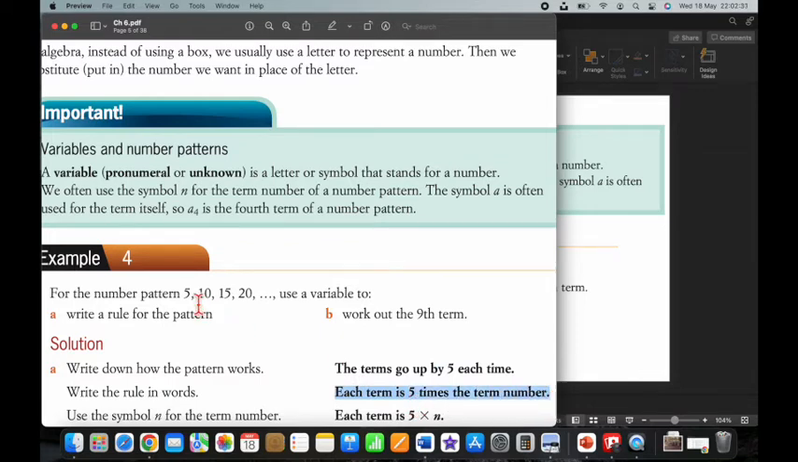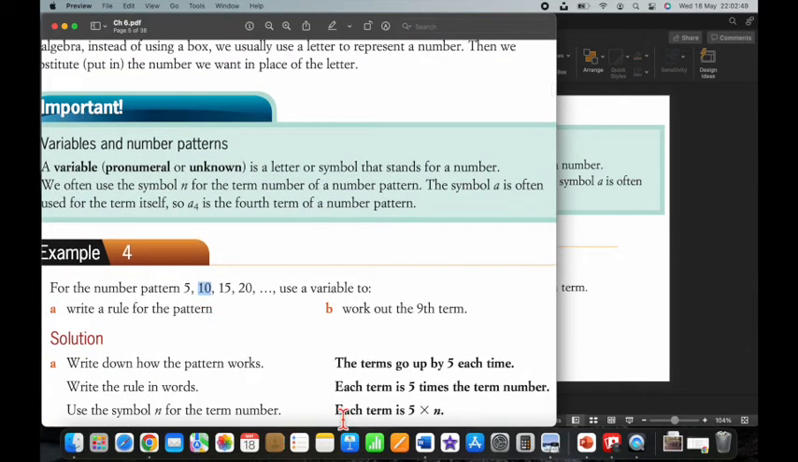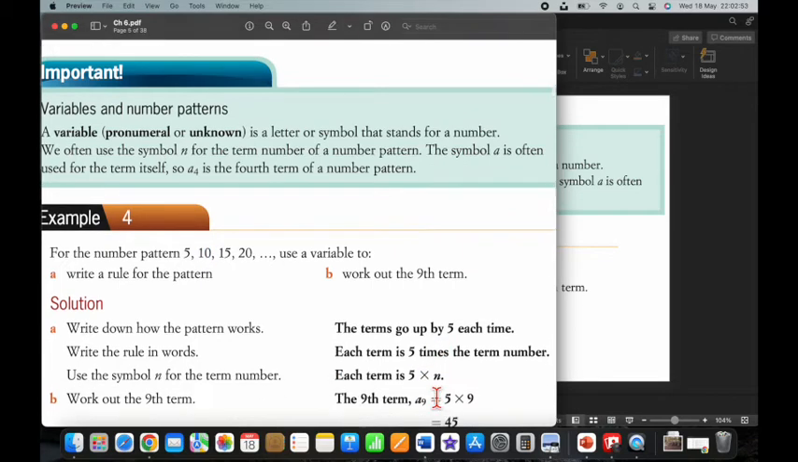Now remember, the term number is, this is term number 1. This is term number 2. So 5 times 1 is 5. 5 times 2 is 10. Okay? So if n is the term number, our rule is 5 times n. Alright?